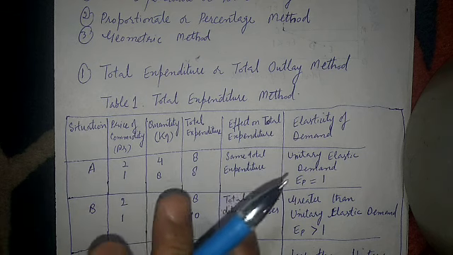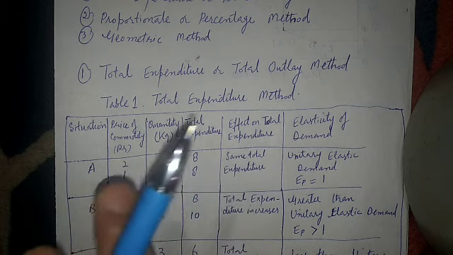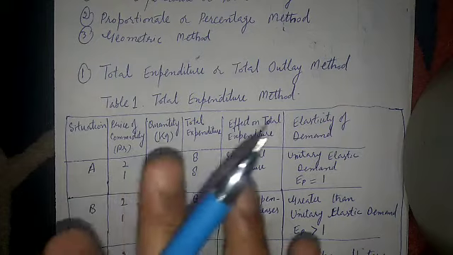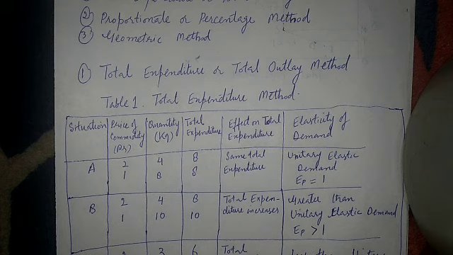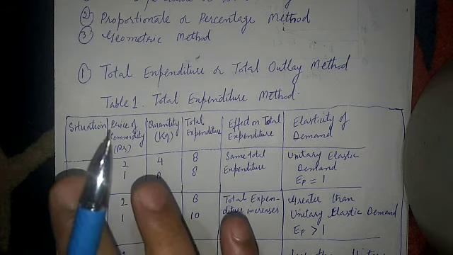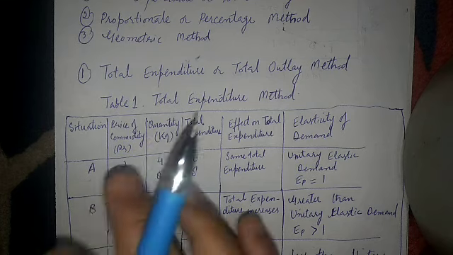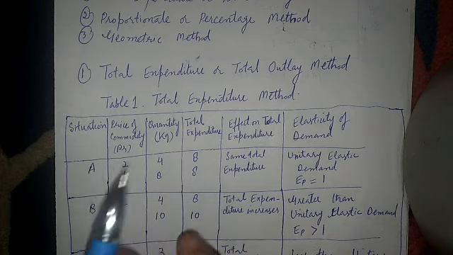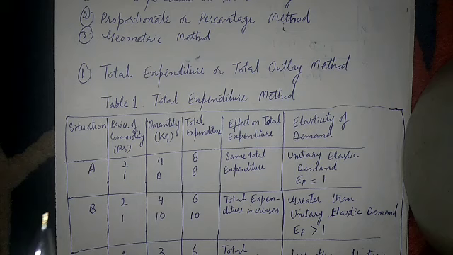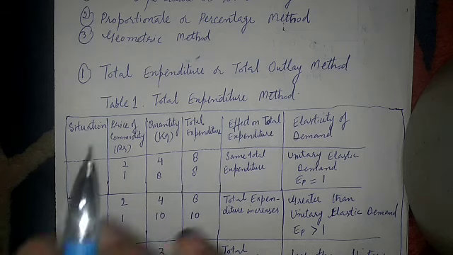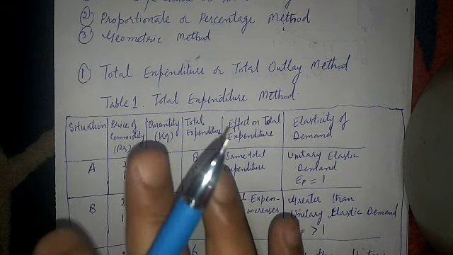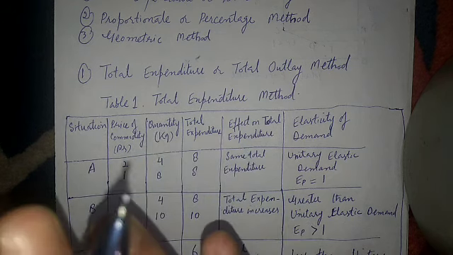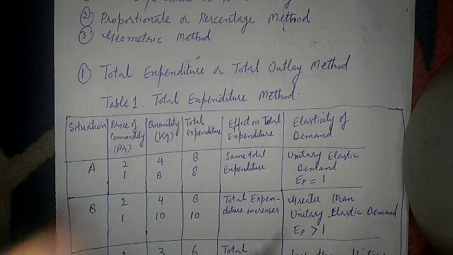If a rise or fall in the price of a commodity makes no change in its total expenditure, then elastic demand is unitary. And if with a fall in price of a commodity total expenditure increases and with a rise in its price total expenditure decreases, then demand for that commodity is greater than unitary elastic. This is the second situation.